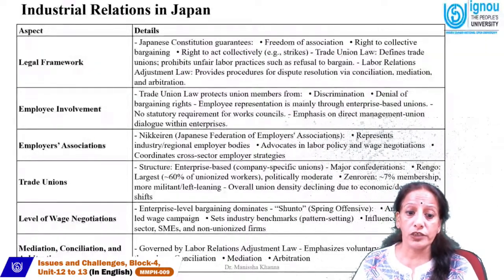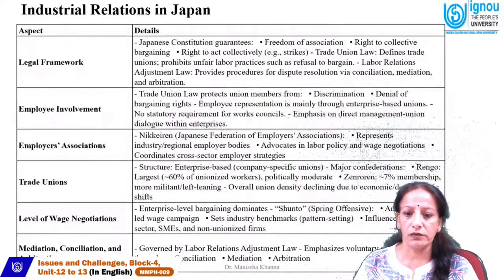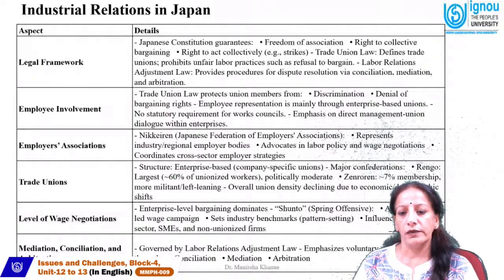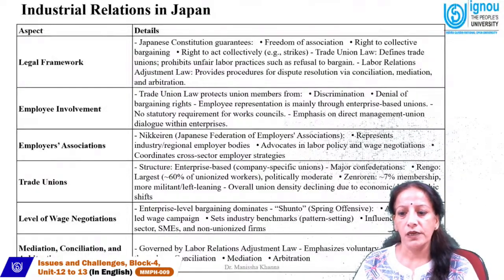Level of wage negotiation is mainly on enterprise level. Bargaining is mainly on that. And the spring offensive, they call it Shunto, is an annual union-led wage campaign. They set the industry benchmark.